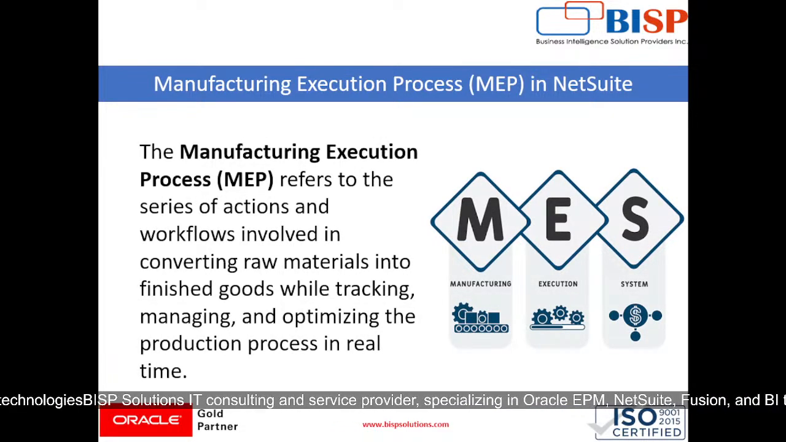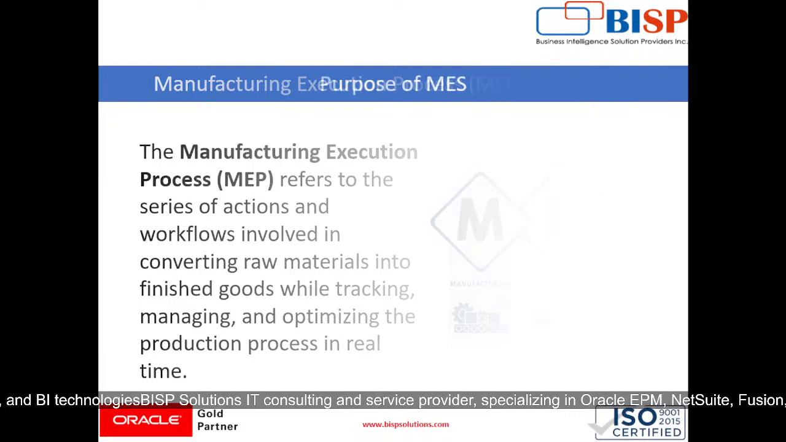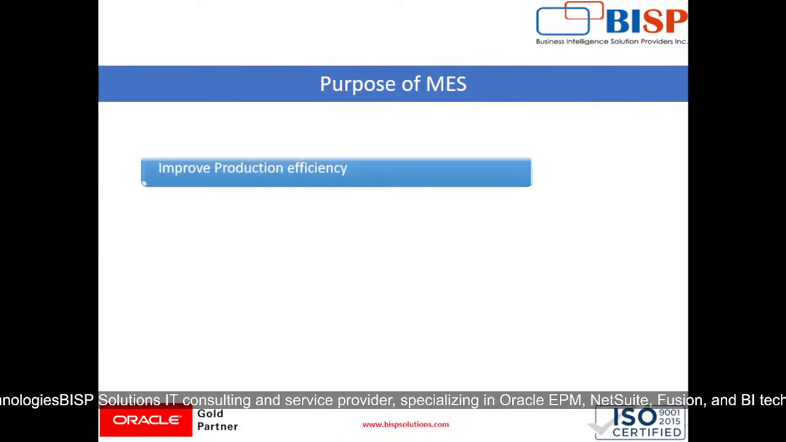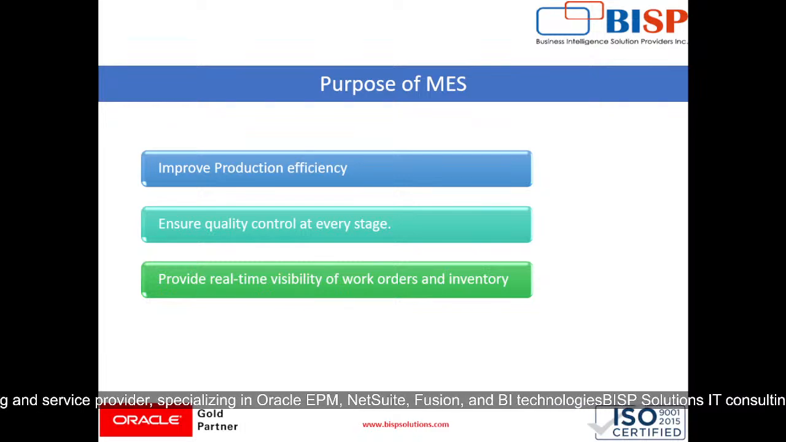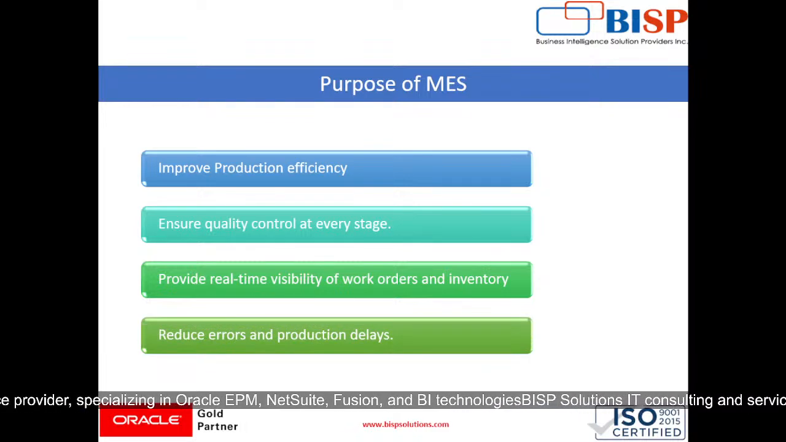The manufacturing execution process, MEP, refers to the series of actions and workflows involved in converting raw materials into finished goods, while tracking, managing and optimizing the production process in real time. It involves monitoring resources, managing work orders, tracking labor, and ensuring quality control during the manufacturing process. The purpose of MEP: it improves production efficiency, it ensures quality control at each stage, it provides real-time visibility of work orders and inventory, and it reduces errors and production delays.